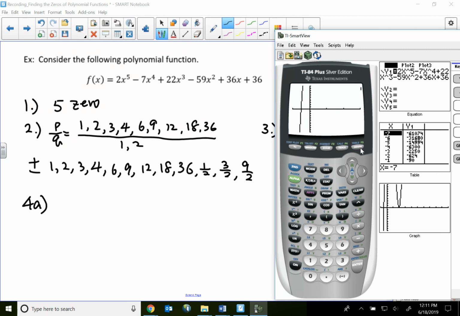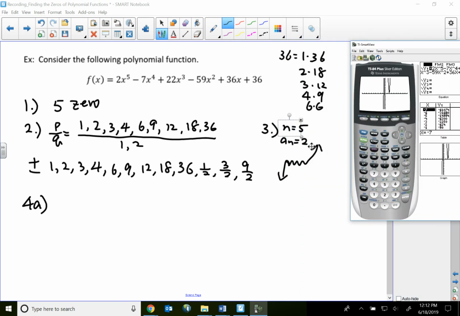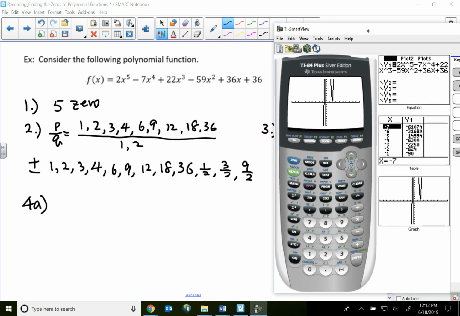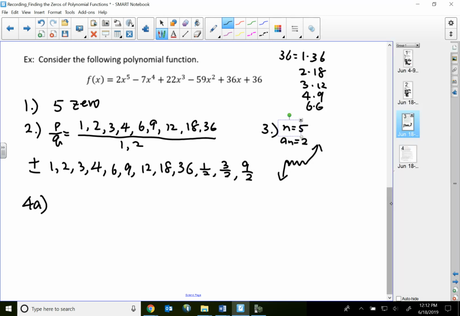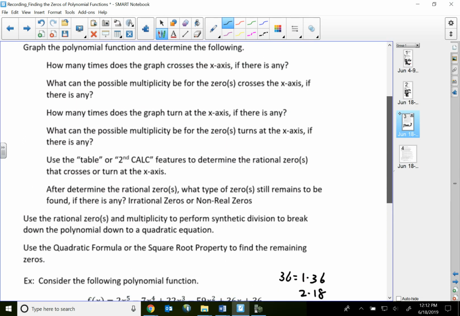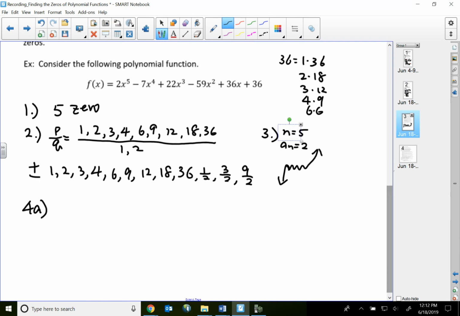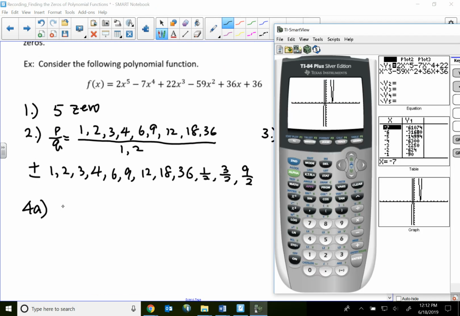Oh, there's a cross. And there is a turn. So a cross and a turn. Once that goes up, it's probably going to keep on going up, because my graph will look something like this part. Okay, let's answer our questions. How many times does the graph cross over the x-axis, if any? It actually crosses 1 time.